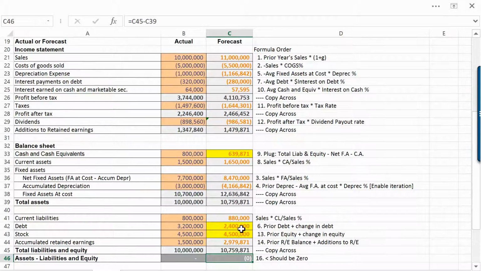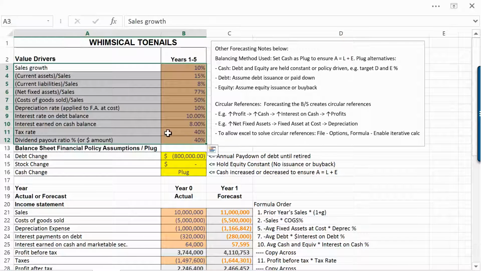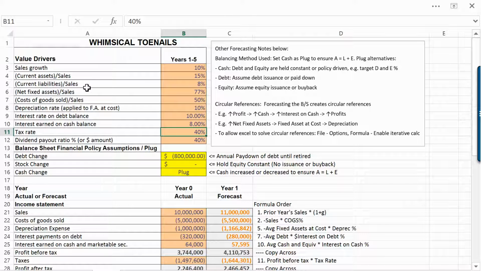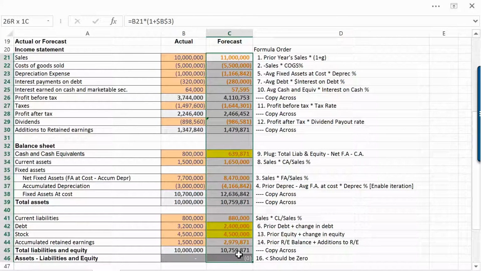So this is an example of a very complex model in which I have value drivers for all of my current assets, current liabilities, expenses, interest rates on debt, interest rates on cash balances, and so on. Makes assumptions on debt and stock, create cash as a plug, and I'm able to forecast an entire set of financial statements.